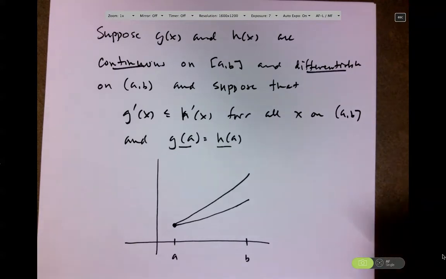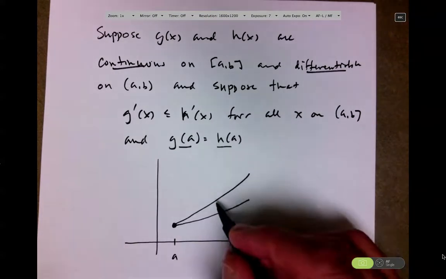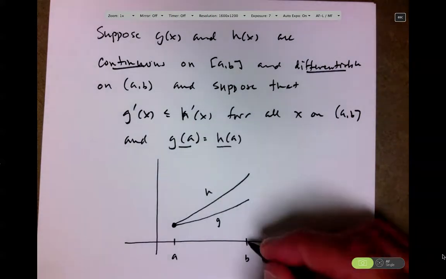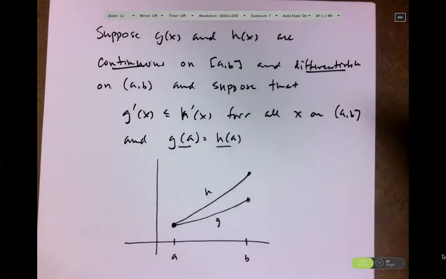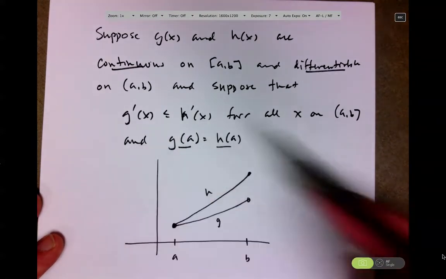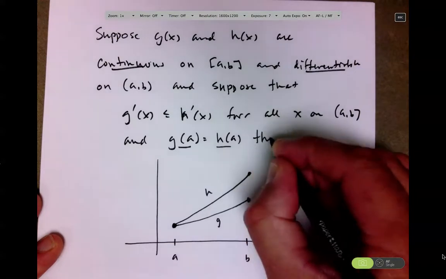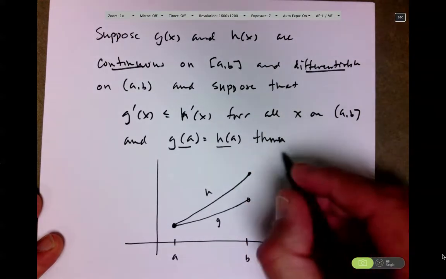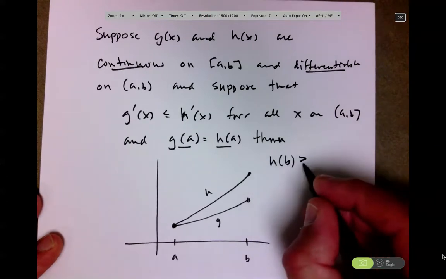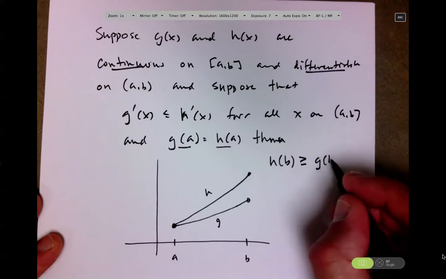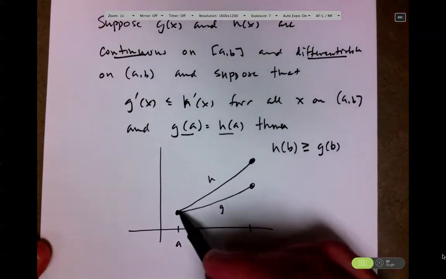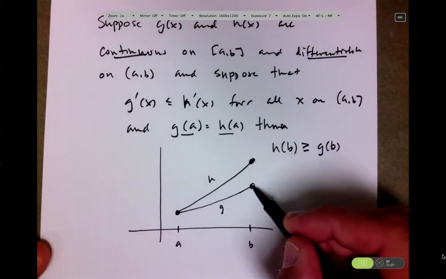Okay, so the theorem says that they're going to start out at the same point. If this is h and this is g, and h has a bigger derivative than g does, then we want to make some conclusion about where they end. So if g prime is less than h prime for all x on the interval from a to b, then my conclusion is that h of b must be bigger than or equal to g of b. In other words, this point has to be higher than this point. That seems kind of obvious: if this function is steeper than this one, it's going to end at a higher point.